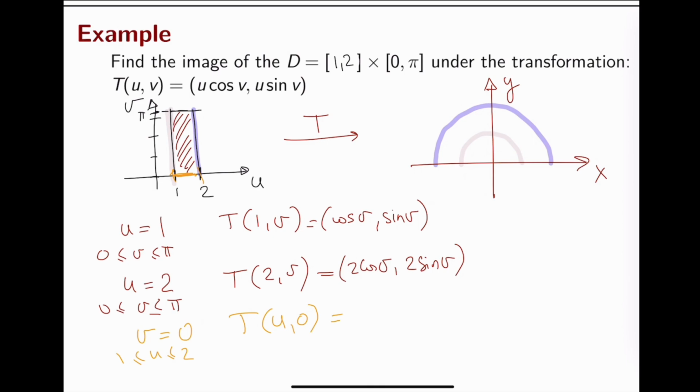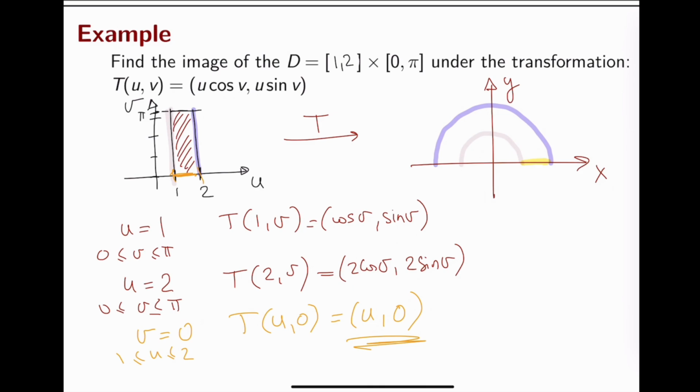And so when we plug it in here, we're going to have u cosine of 0, which is 1, so that we're going to have just u. And the other one will be u sine of 0, which is 0. So we have that this segment here got transformed into a segment. In this case it will be the segment (u, 0), where u varies between 1 and 2. So this segment is transformed into this segment here.